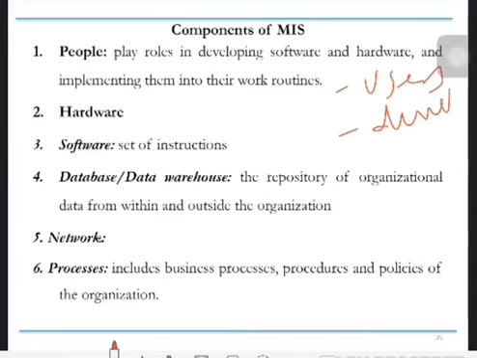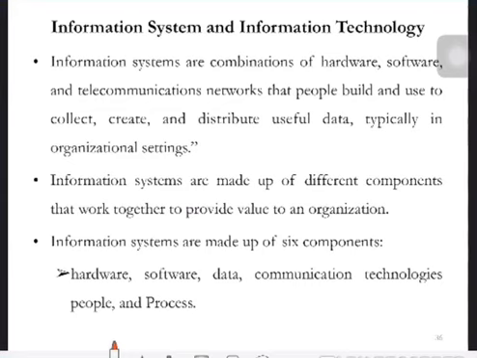Then we have hardware. We also need hardware, the physical part of any device. Then we have software, a set of instructions that tells the computer what to do and how to do it. And database or data warehouse, the repository of organizational data from within and outside the organization. The place where information or data is stored we call database. Then we have network, different communication systems, internet for example, or Bluetooth, computer network. These are all parts of network. Process includes business processes, procedures and policies of the organization. These are all components of management information system. So when you say management information system, we have 6 basic components. Then let us see the difference between information system and information technology.